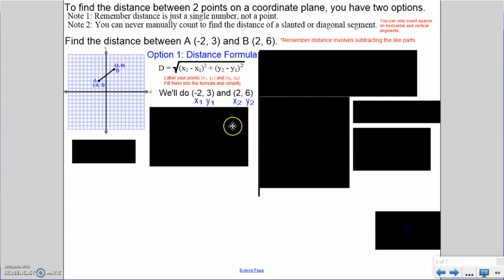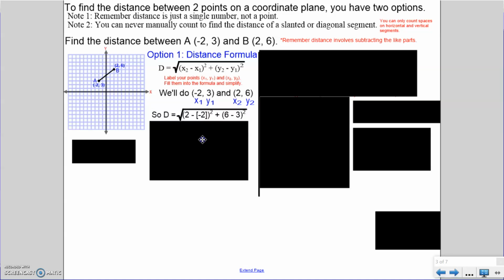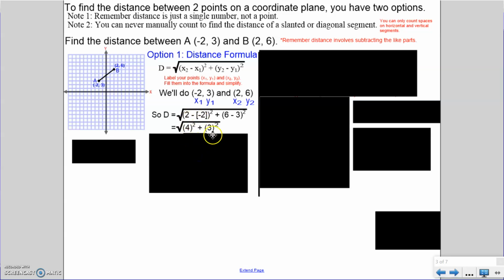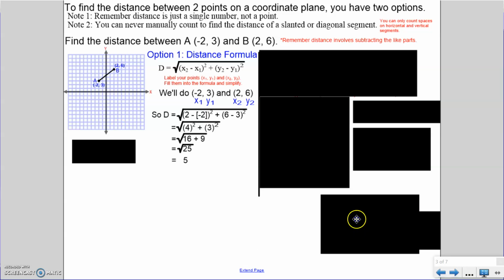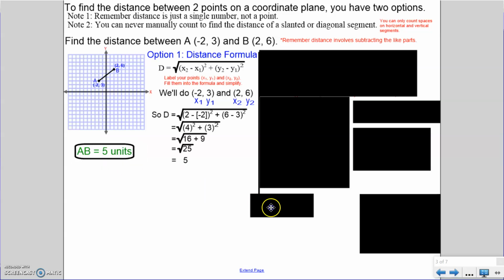So let's call -2, 3 x1, y1 and 2, 6 x2, y2. When you fill it in, make sure you know you're starting negative. That makes positive 4. That's just adding, so 2 plus 2 is 4. 6 minus 3 is 3. You have to square the inside. 16 plus 9, that's 25. When you take the square root of 25, you get 5. So the distance from A to B, or the measure of A to B, is 5 units.